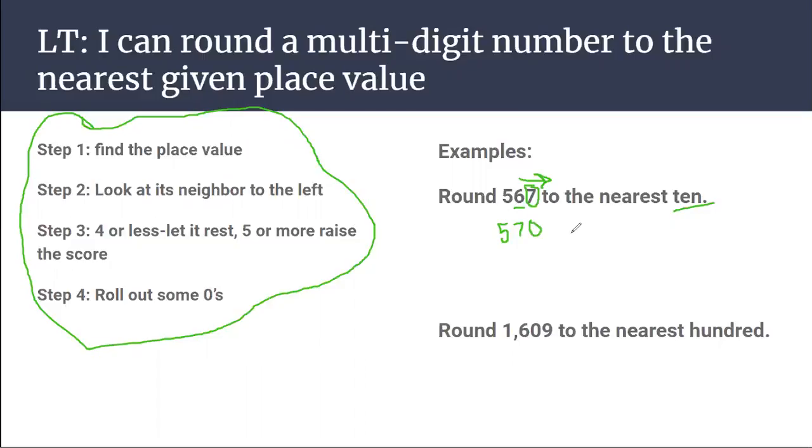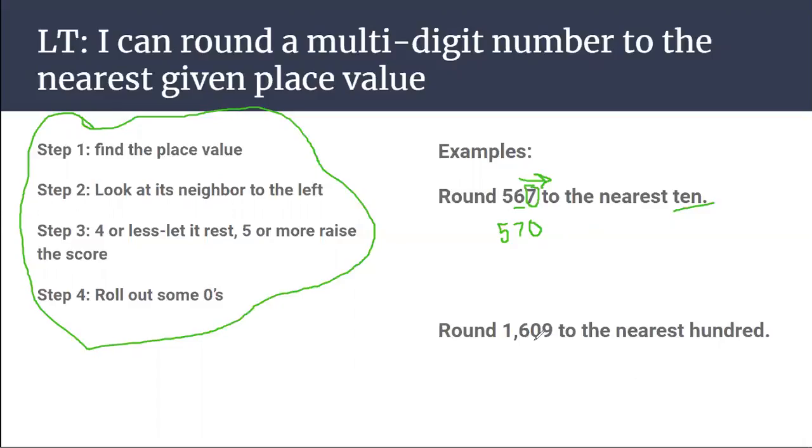So what is 567 rounded to the nearest 10? Well, it's 570. And one way to think about that is, is 567 closer to 570 or closer to 560? It would be closer to 570.